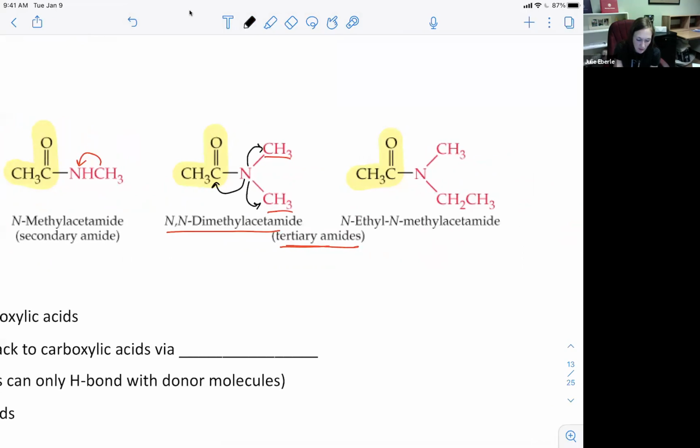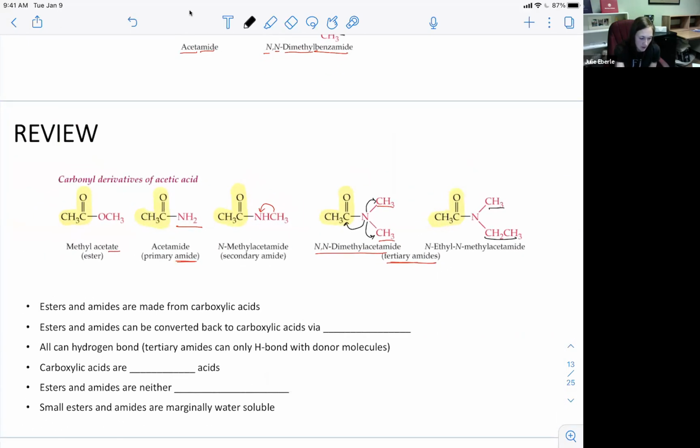How would we name this one? We've got an ethyl group and a methyl group bonded off our amide nitrogen. So that's N-ethyl, N-methyl. And again, alphabetical priority here. Ethyl comes before methyl. N-ethyl, N-methyl acetamide. I bet you can fill in these blanks. Okay, this is just review.